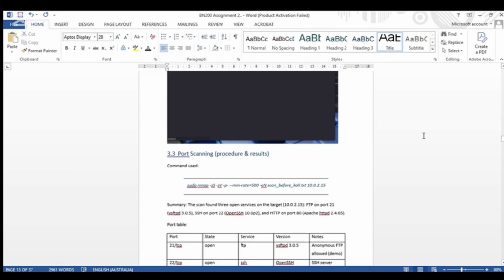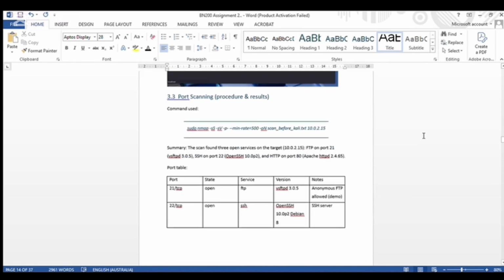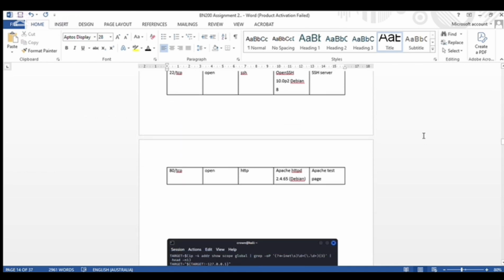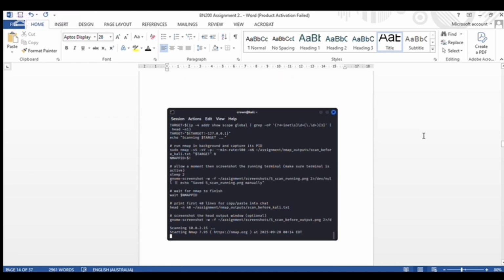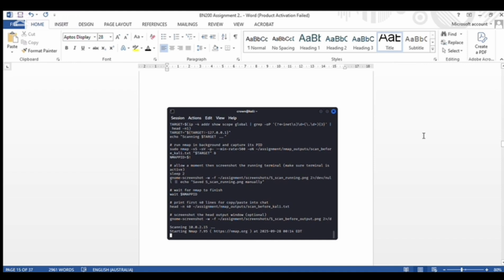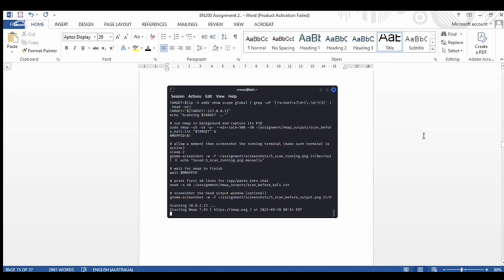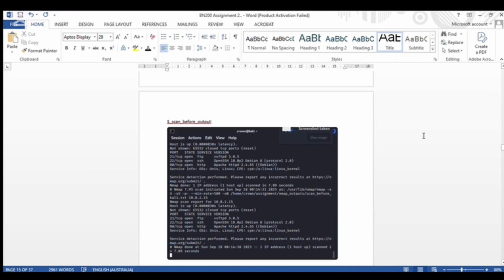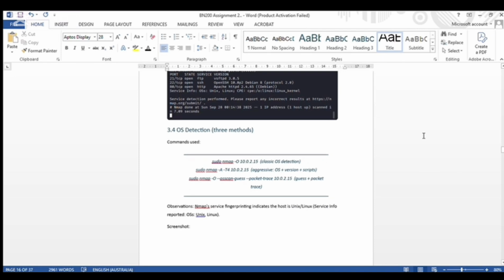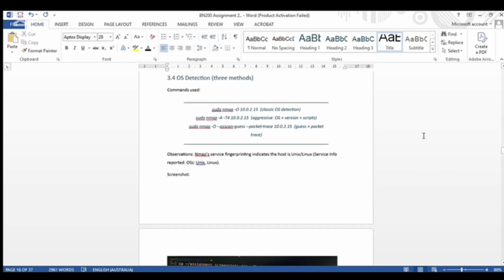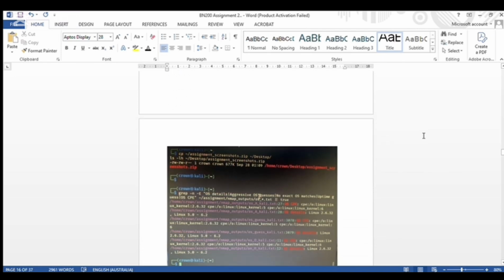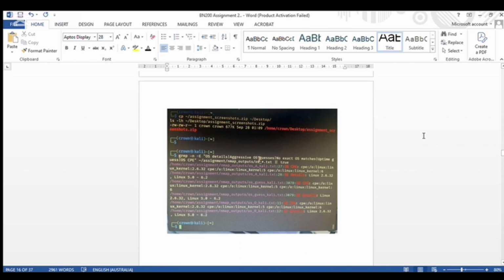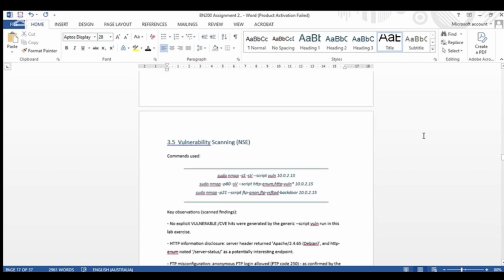And now I'll run a simple Nmap scan. As you can see, it detects all three services: vsftpd on 21, OpenSSH on 22, and Apache on 80. This confirms what's running on my host. Now I run Nmap with OS detection enabled. The results show that the target is a Linux system which matches my Kali VM.